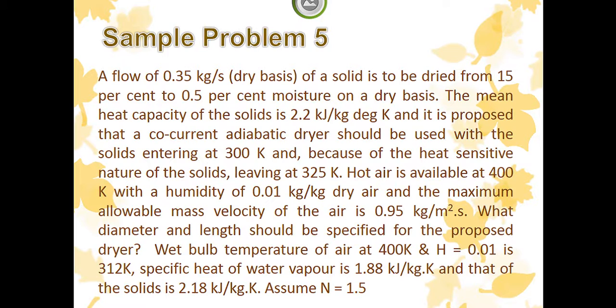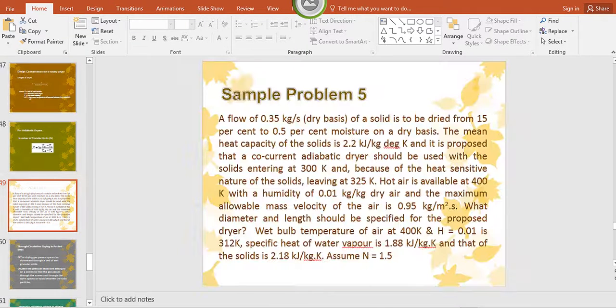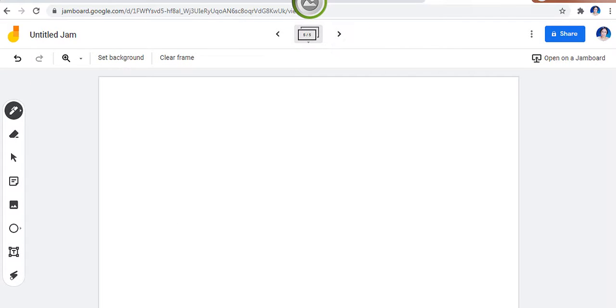Now, it's stated here that you are to assume a number of transfer units equal to 1.5. If this is not stated, it's okay to assume, because it is standard, that your N is equal to 1.5. So, let's go now to our board to show you how this is to be solved. We will start with the given in this problem, and based on the given, we'll work our way starting with the formula that we will be using. So, we'll have a block for our dryer, and you have feed here.